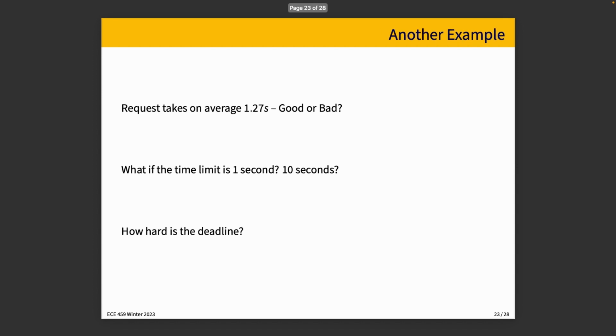Okay, let's take another example. Request takes on average 1.27 seconds. Is that good or bad? Again, context is what we need to know, a point of reference. Are we being asked to approve or deny a transaction and there's a time limit of 1 second to provide that answer? Otherwise, a default is assumed. If that's the case, then yeah, actually this is terrible. We are missing it with the average case, let alone a worst case. What if the time limit is 10 seconds?